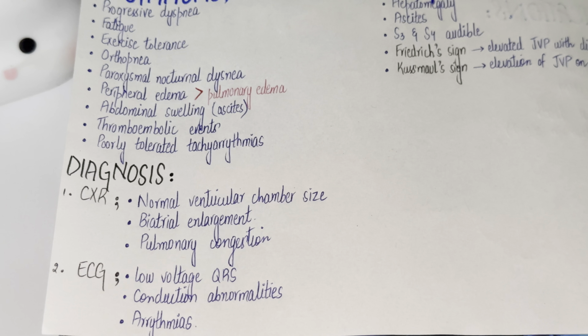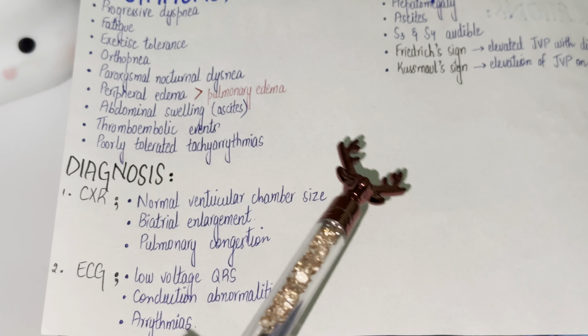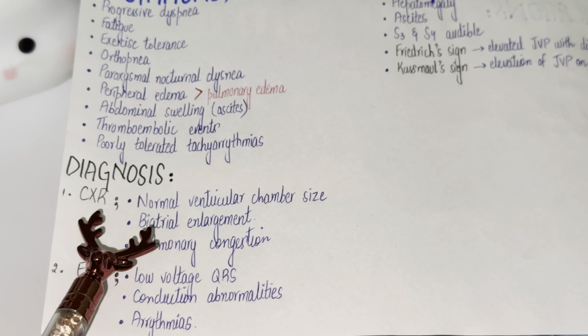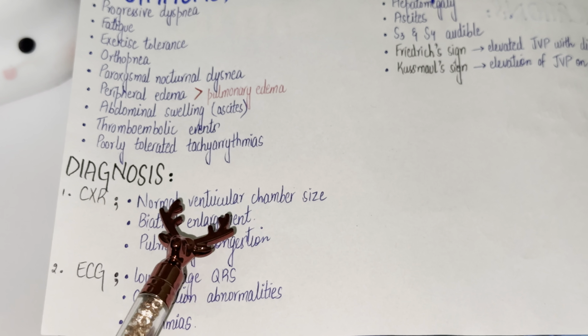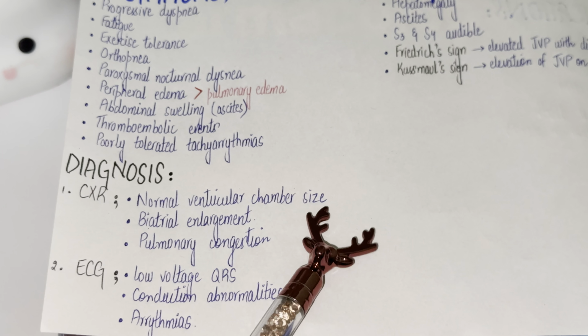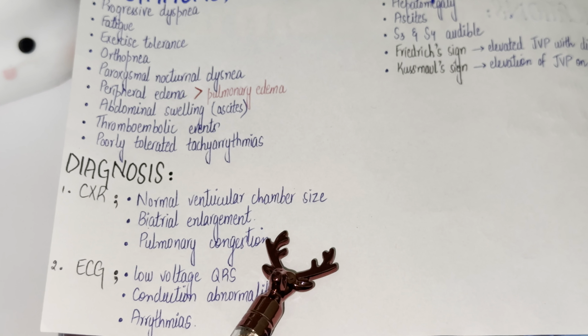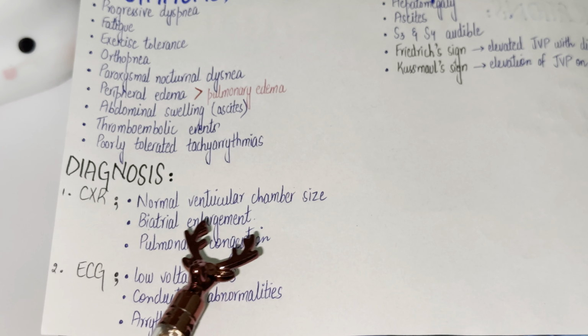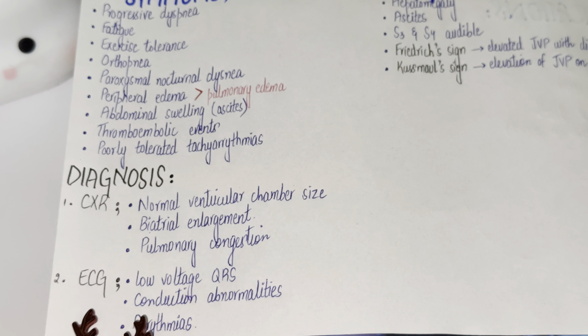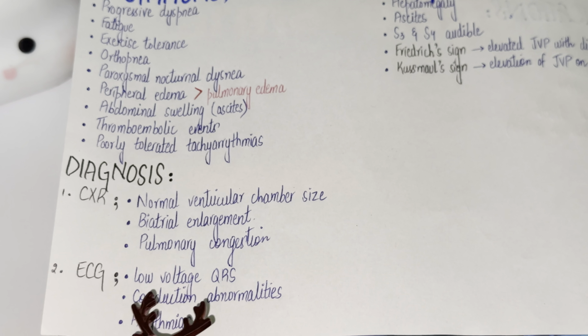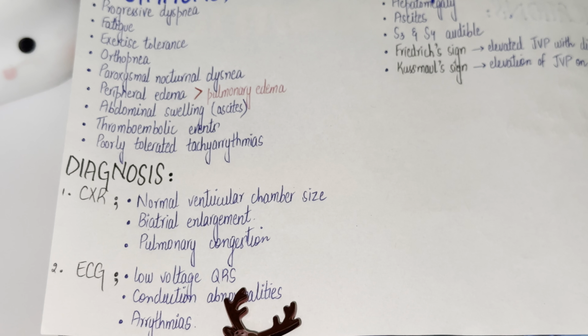Now, let's come to the diagnosis of restrictive cardiomyopathy. The first investigation is chest X-ray. What are the findings in chest X-ray? Normal ventricular chamber size. Then we see biatrial enlargement. And lastly, we see pulmonary congestion. The second investigation is ECG. What are the findings in ECG? They are low voltage QRS complex, then conduction abnormalities, and lastly, arrhythmias.